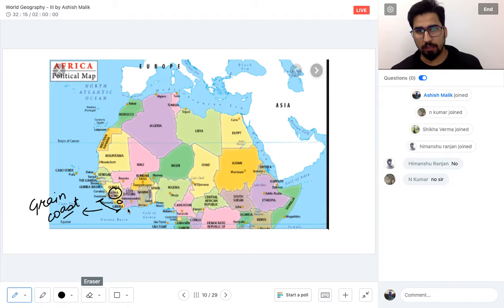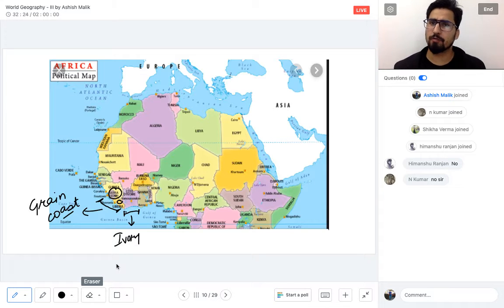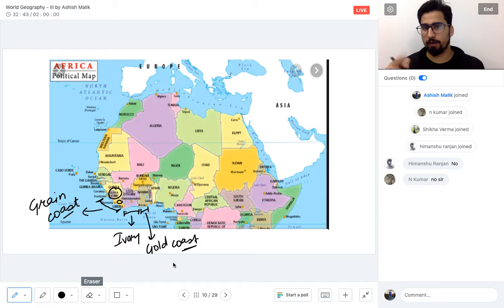Then you have the next coast, this coast of Cote d'Ivoire. This used to be called the Ivory Coast because lots of ivory used to be exported from this place. This was completely exploited by the colonial powers. Then we have Ghana. The Ghana coast is called the Gold Coast, because gold used to be exported from that part.